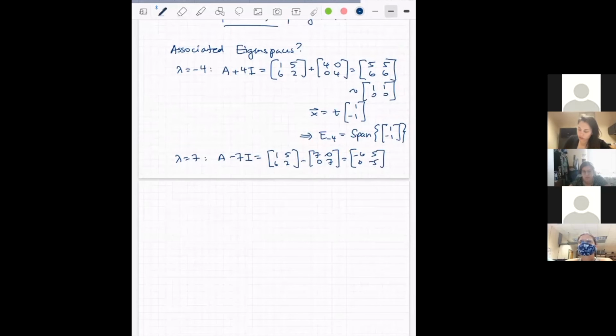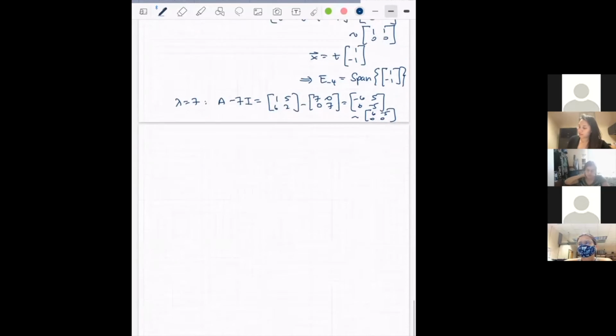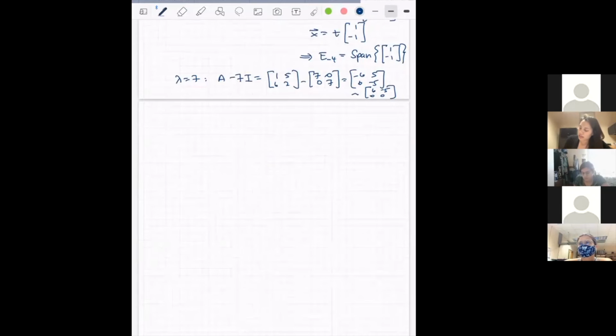Which row reduces to just, I could write it this way, 6, -5, 0, 0, right? And then our general solution would be of the form t times 6, 5. So our eigenspace for 7 is the span of this vector, 6, 5.